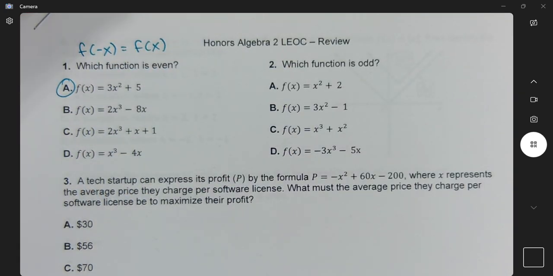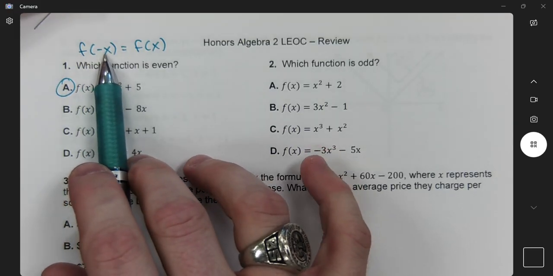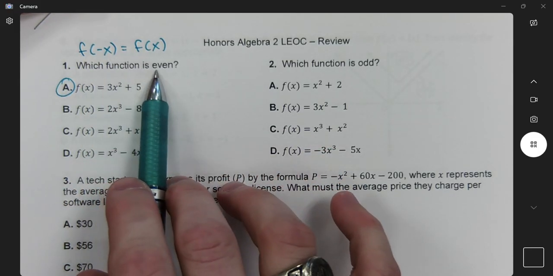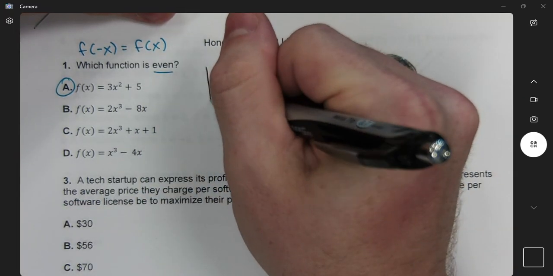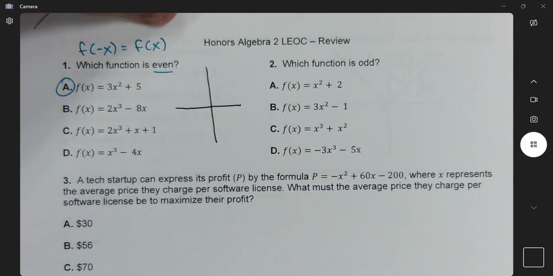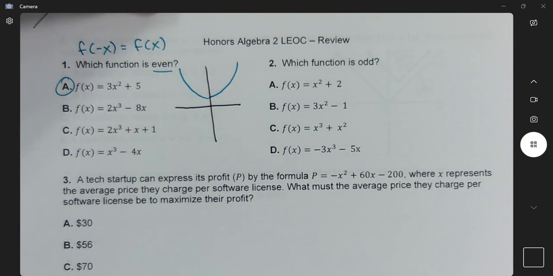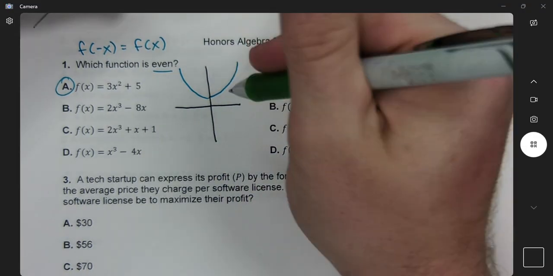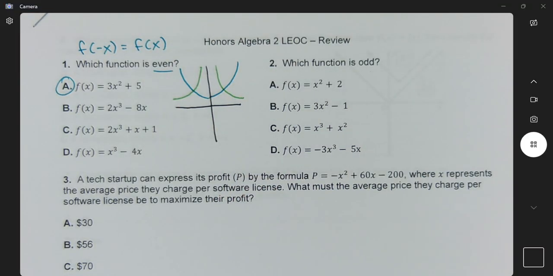But what does that look like geometrically? Well, this is reflecting over the y-axis. So every even function will look something like this. Or, I mean, maybe like this. But they're going to be reflections of each other over the y-axis.